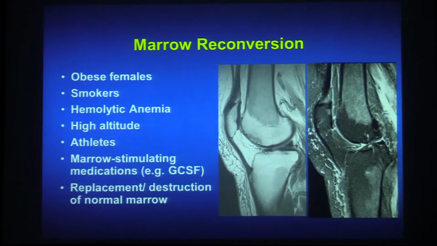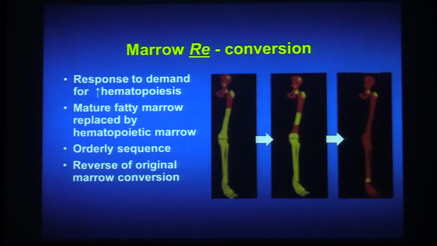So in the States, I always say, if you were to go live in Denver, Colorado, which is at a very high altitude, you would rev up your red marrow. You also see it in athletes who are training, and in patients who are on marrow-stimulating medications, and that can be important to find out from the patient's clinical history. And when portions of the normal marrow have been replaced or destroyed, you'll get increased red marrow in other places to compensate for it. So it's a very dynamic process, which leads to some of the confusion that we get when we're looking at that.